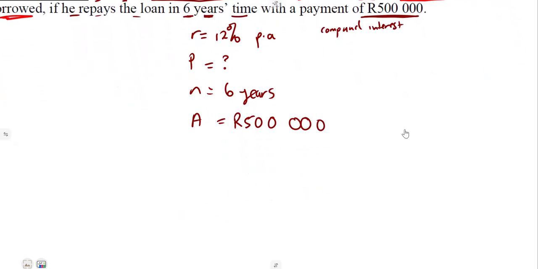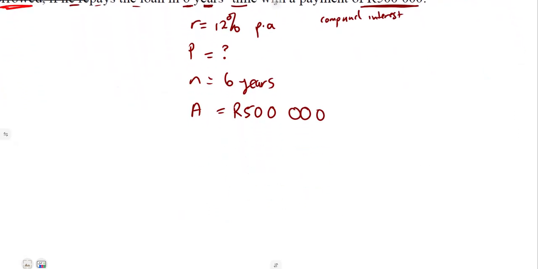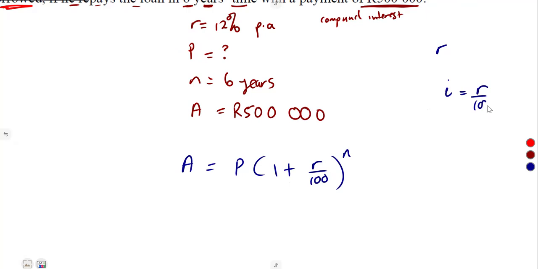Simply use the formula, guys. Which one do you prefer? The one with I or the one with the R? Use that one. So I'm going to take the one with R, guys. You can use the one with I. It is actually up to you. So the principal can be determined. I'm going to use the one with R over 100 to the exponent of n. So guys, if you're using I, just take it as it is, R over 100.